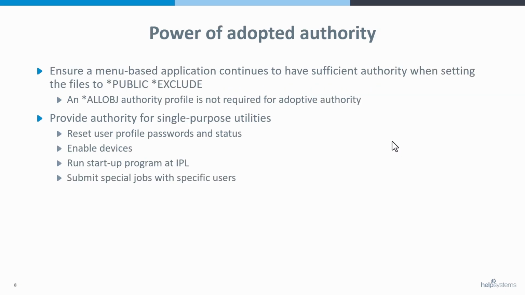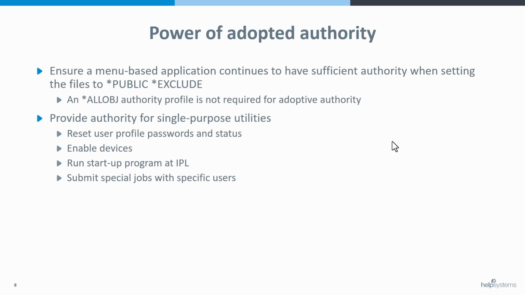When we're talking about adopted authority, we still want to use least privilege fundamentally when we're granting access. We don't want to just go through and have all of our programs owned by an authoritative user and have them all adopt authority. That could expose a lot of data. It could expose a lot of parts of your system and functionality that's not intended to be accessible. In short, don't use an *ALLOBJ profile unless absolutely required to own a program.